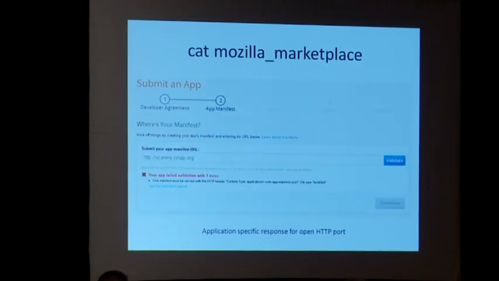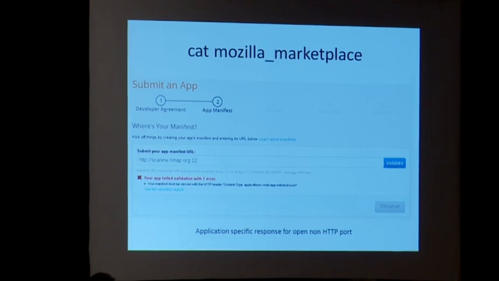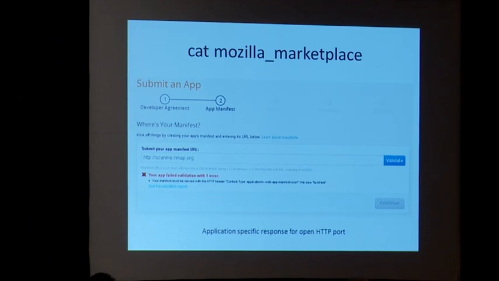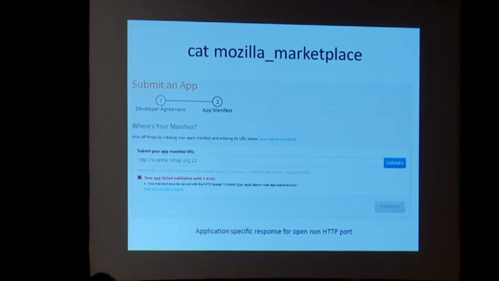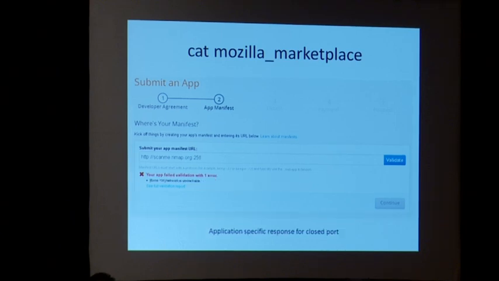Yeah, the Mozilla Marketplace also had this issue. This is based on response headers that I received. So for an open HTTP port, it said we saw text/HTML right here. For open non-HTTP ports, it did not give me any MIME type. And for a closed port, it directly said network is unreachable.